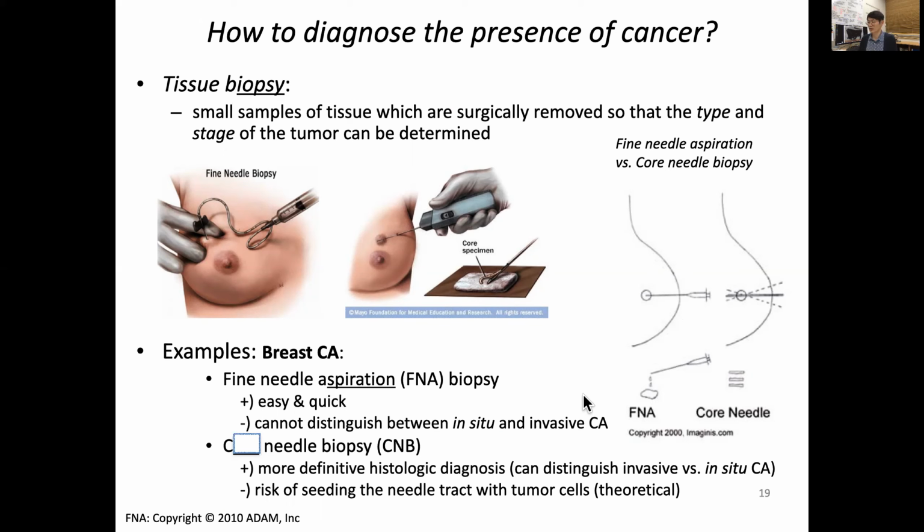Because of this, we only see the shape of the cell. We do not have the context. So the limitation is it cannot distinguish between in situ versus invasive breast cancer.